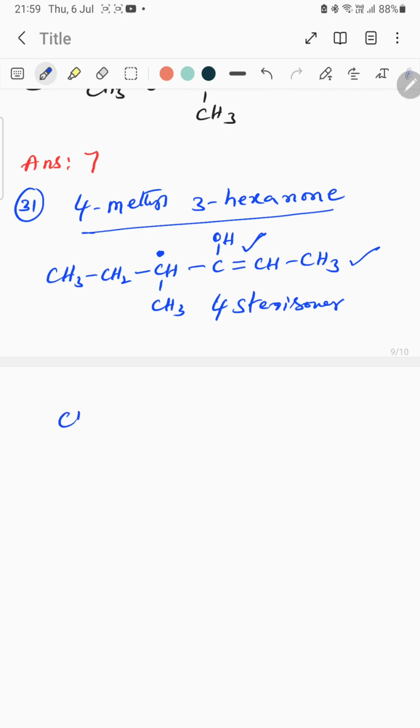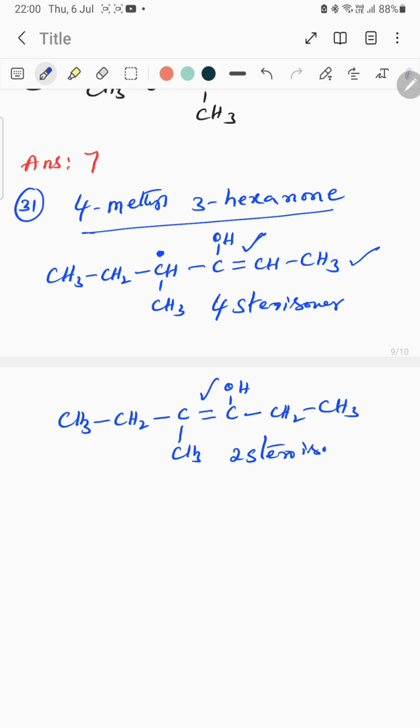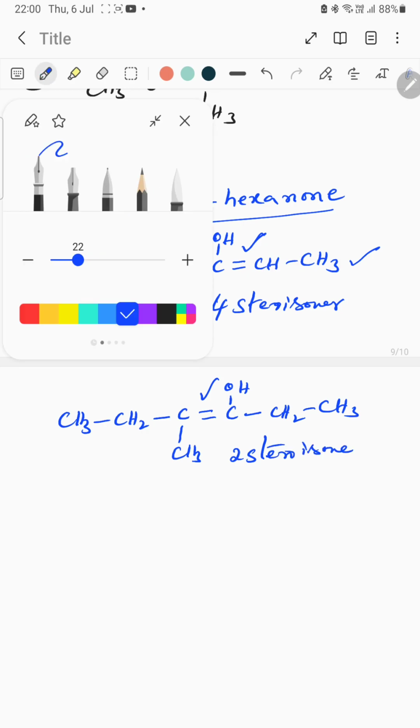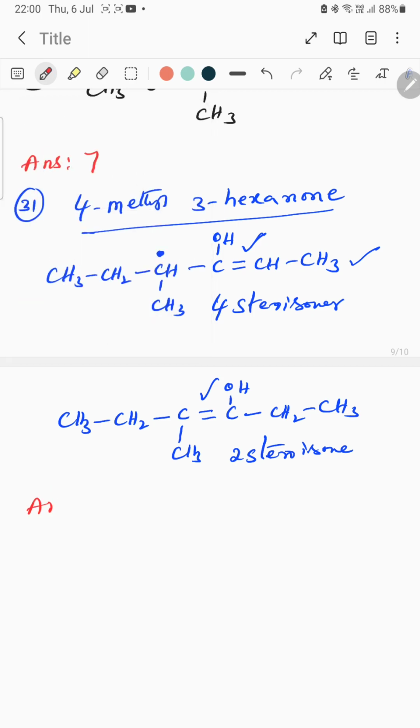Next, CH3, CH2, C, CH3, double bond, C, OH, CH2, CH3. This is the second form. It does not have any chiral. Only a double bond is there. By using the double bond, we write the EZ. It has 2 stereoisomers. Total 4 plus 2. Total 6 isomers are possible.